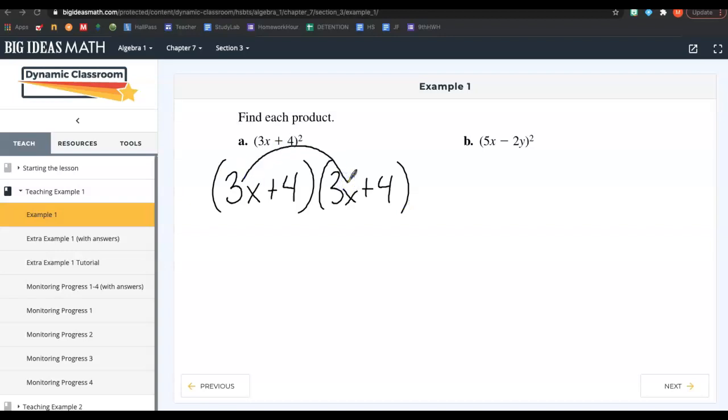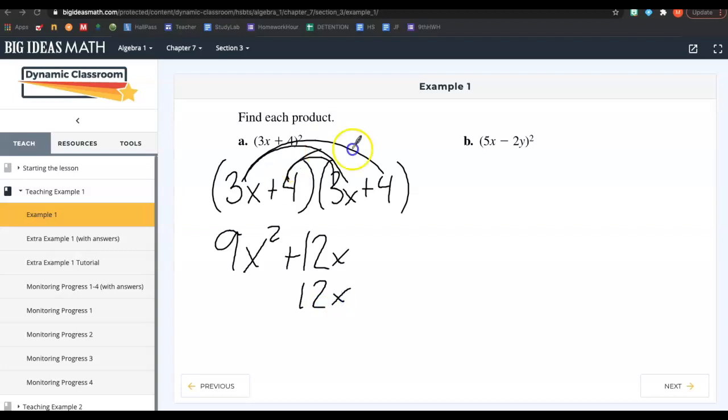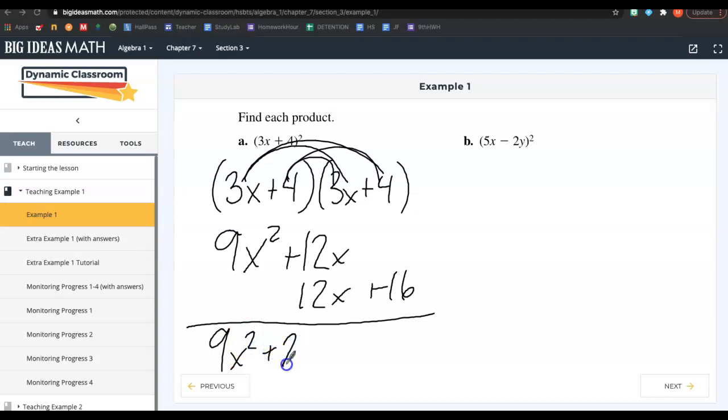3x times 3x would give me 9x squared. 3x times 4 would give me 12x. That's 12x. And then 16. So I get 9x squared plus 24x.